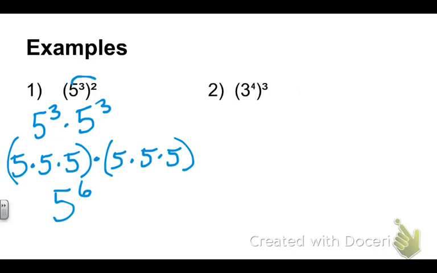So look at your exponents, 3 and 2. How do you go from 3 and 2 to 6? Multiply them.